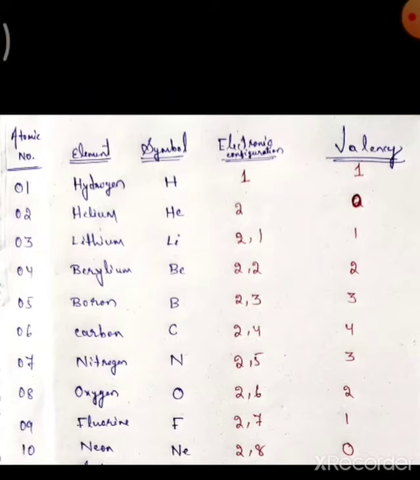Then beryllium, symbol Be, electronic configuration 2 2, valency 2. Why is the valency 2? Because in the outermost valence shell there are only 2 electrons. And what does valency mean?